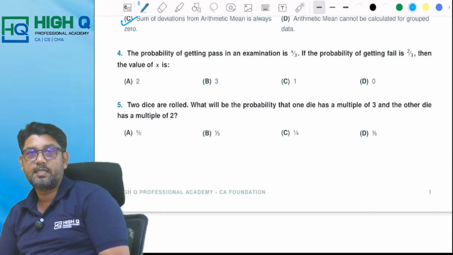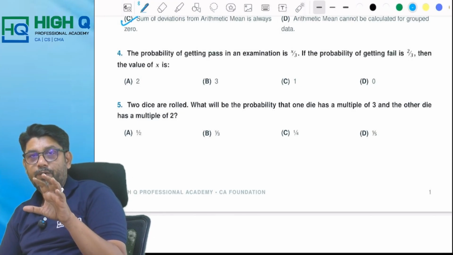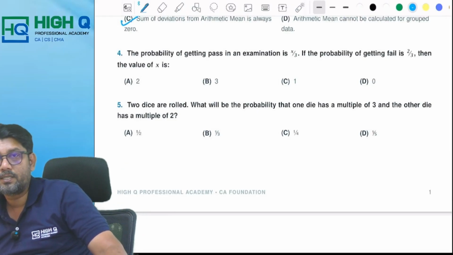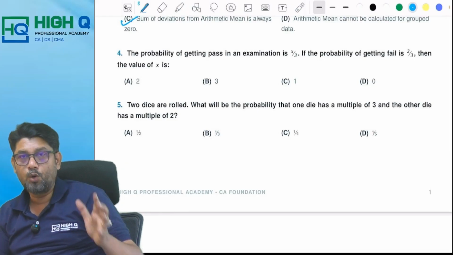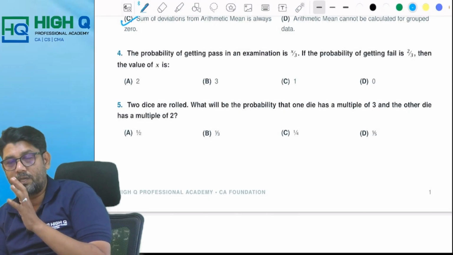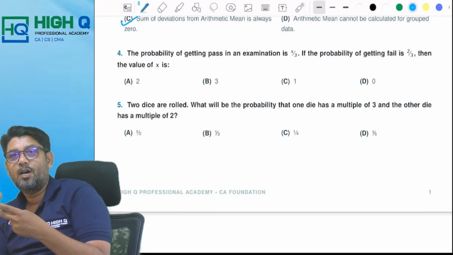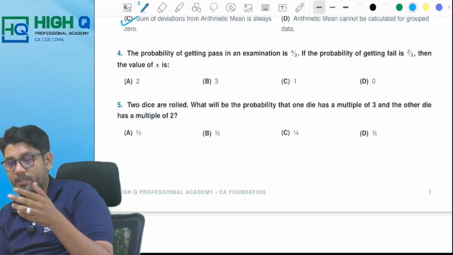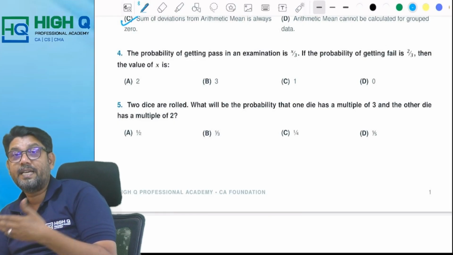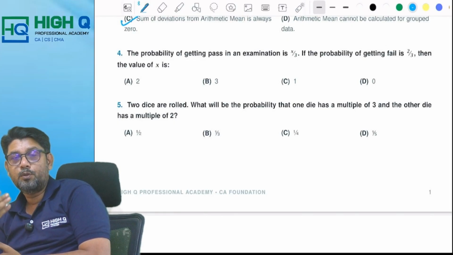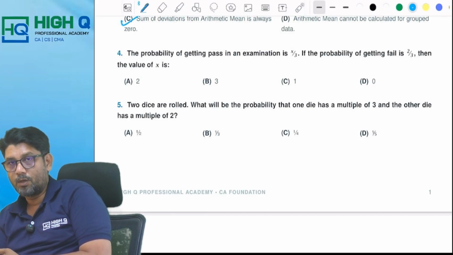Then the value of x is, listen here, when you're writing the exam, either you will pass or you will fail. Is that right, my dear? So total probability, there are total chances only two. Either you will pass or you are going to fail. These are only two options. When I add these two options, it is equal to total probability. I hope you know what total probability is. Total probability is always 1.